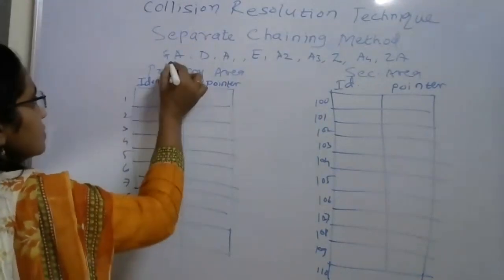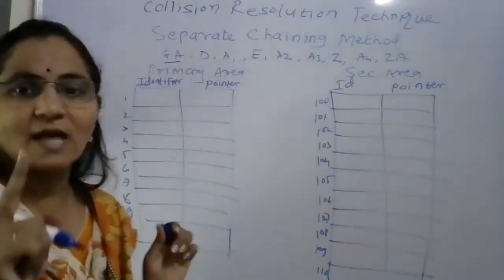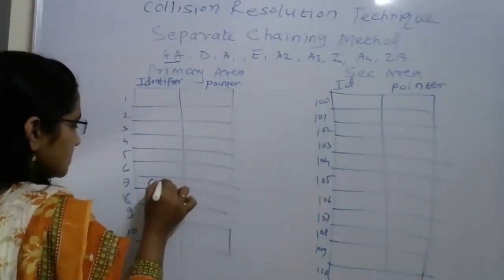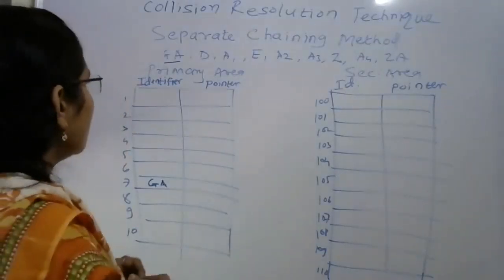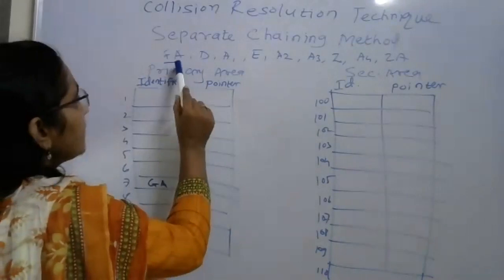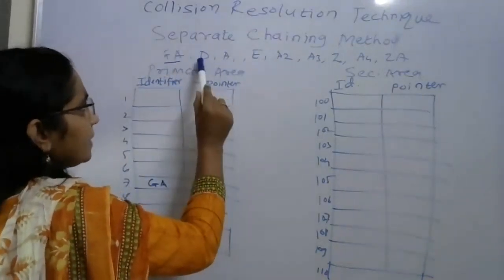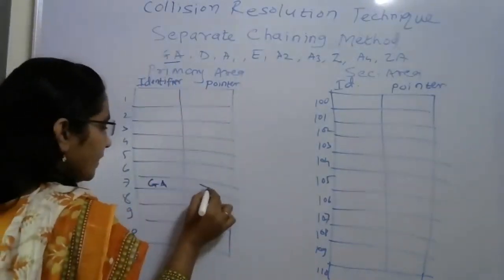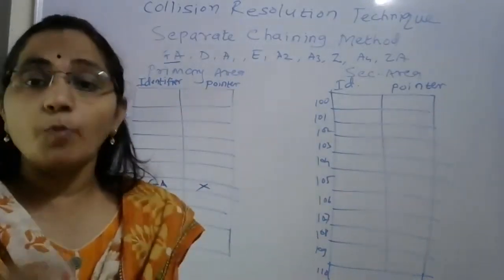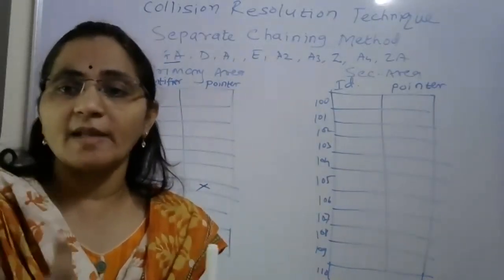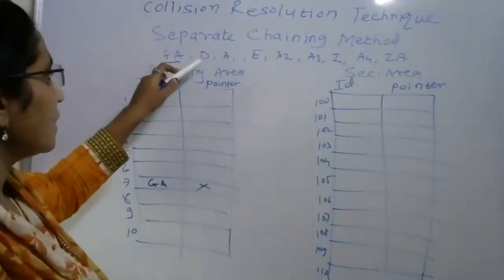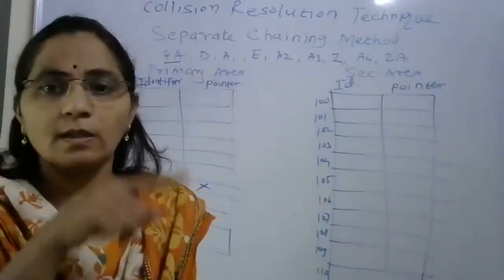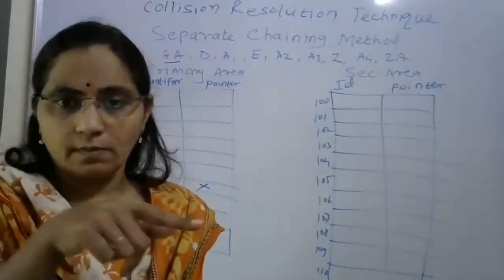The first is GA. What is the address of GA? 7, because the starting letter is G and the position of G in the alphabet is 7. So at 7 you just keep GA. Now you check if there is any other identifier that starts with G. No. So in the pointer field you write null, because the pointer indicates the address of the next one. For GA there is no colliding record that starts with G, so I keep the pointer null, marked with a cross.